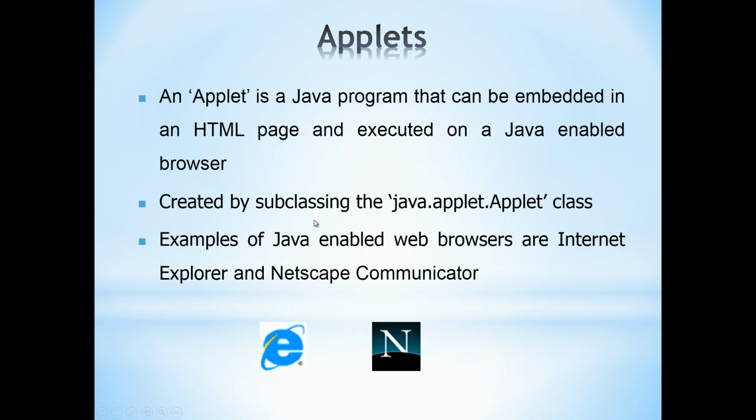What is an applet? An applet is a Java program. You can simply create a program by extending the applet class and save that program with the extension .java. For that program, you have to import the java.applet class, and whenever your program is ready, the output will display on a web browser: Internet Explorer, Netscape Navigator, Chrome, Firefox, etc.